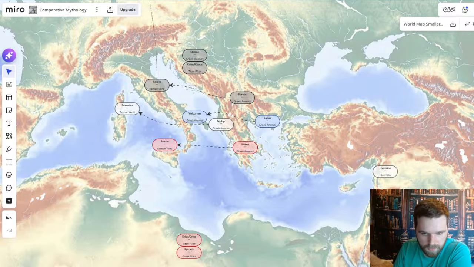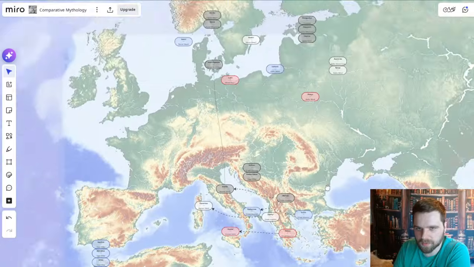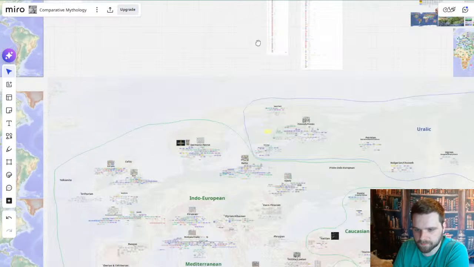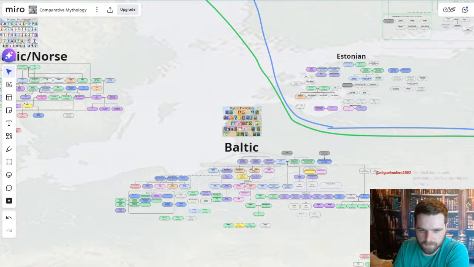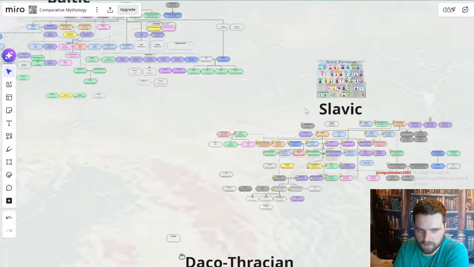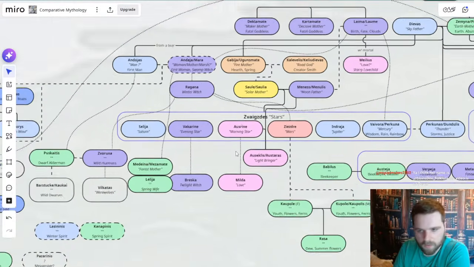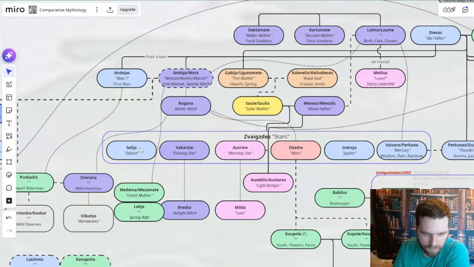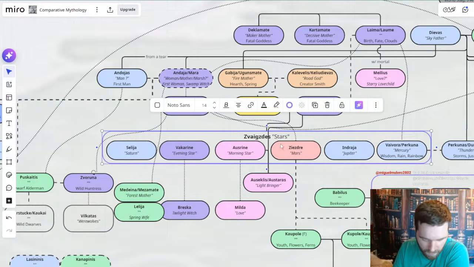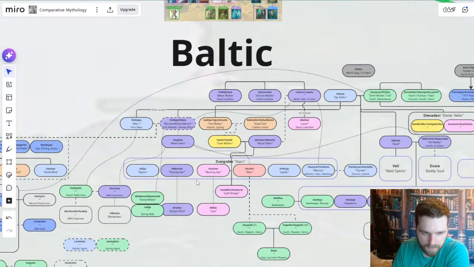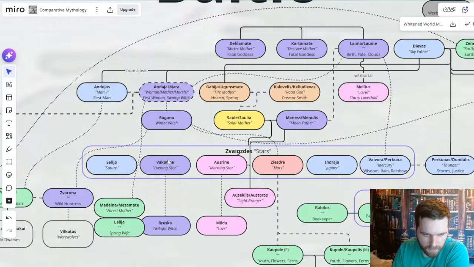I've done a lot of research on Balto-Slavic. It's one of the places we went pretty deep over here. This one, Baltic and Slavic stuff. I think sometimes I talk about stuff and I shouldn't. Here we go. I got a whole section over here with all information anyone needs. Okay, so these are all female stars. The stars in Baltic are Saturn, evening star, morning star, Mars, Jupiter, and Mercury.